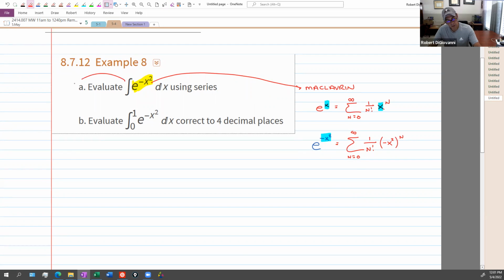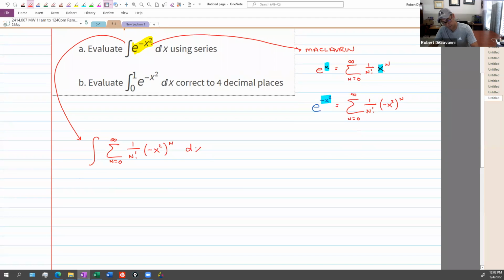So if I'm trying to do this integral, I'm now going to do the integral of this series, dx. And I'm going to do it by writing out the terms. Let's write out some of the terms of this. Before we do the antiderivative, let's let n be 0, then 1, then 2, then 3. So if n is 0, we should get 1.